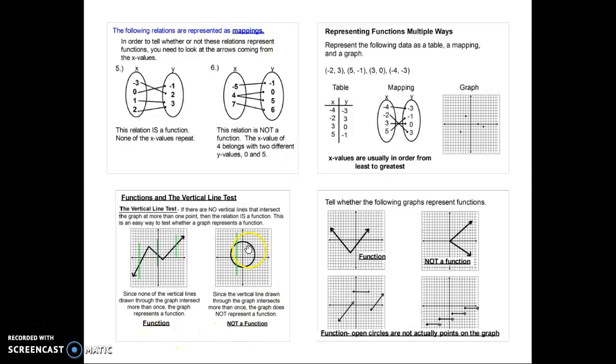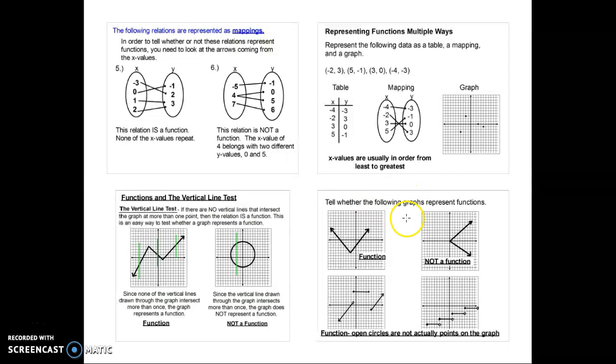Now when you look at something like a circle, if I start drawing vertical lines, it doesn't matter where I draw those vertical lines over top of this graph, because it's a circle, it's going to connect at 2 points on my circle. Because that vertical line touches at more than 1 point, it is not a function. Now remember, it's still a relation, because everything is a relation, it's just a set of ordered pairs, which this is, but it is not a function.